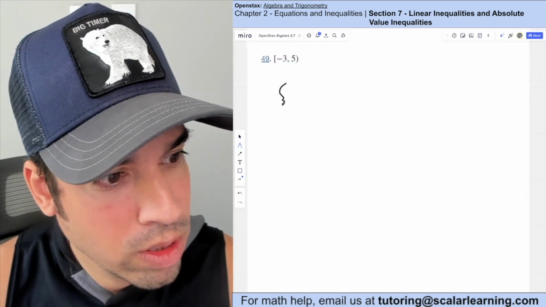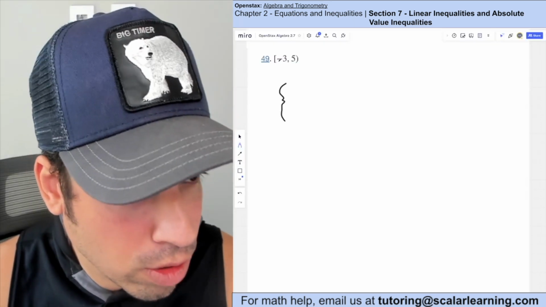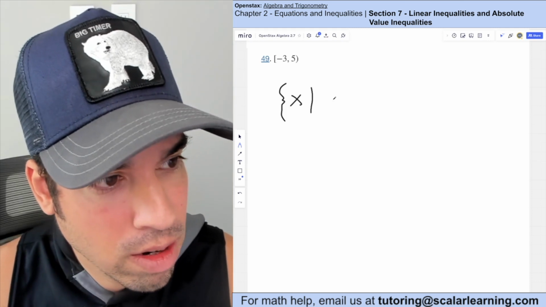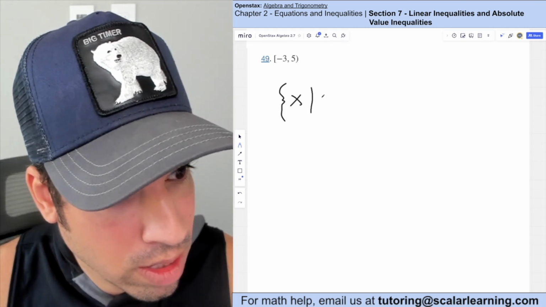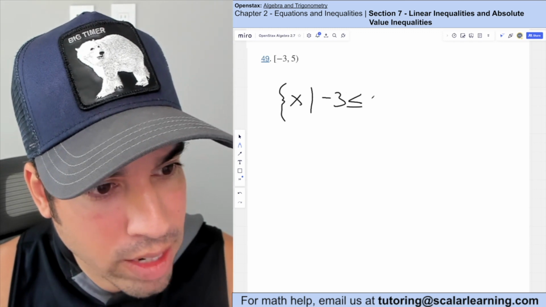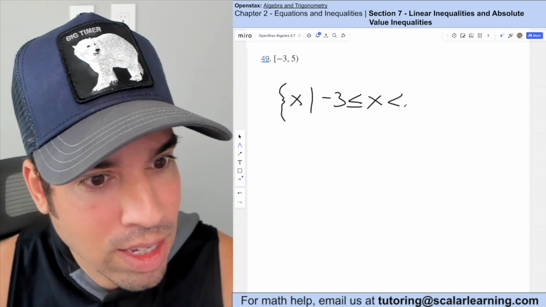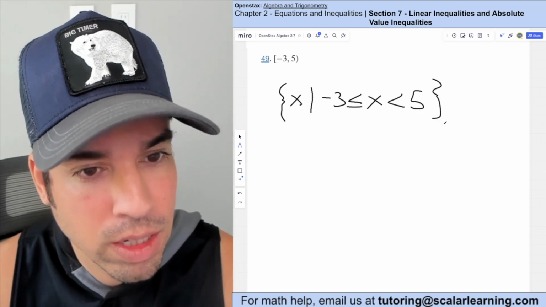So for this one, this is all values between and including -3 up to 5. So again, we start with this x and a bar, and it's everything from -3, where x is greater than or equal to, because we're including that -3 because of the bracket, and then less than 5, little squiggly, done.